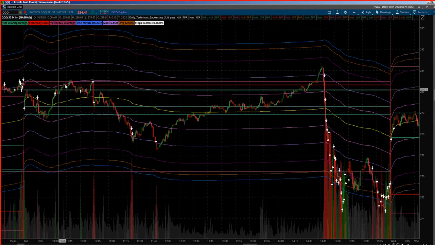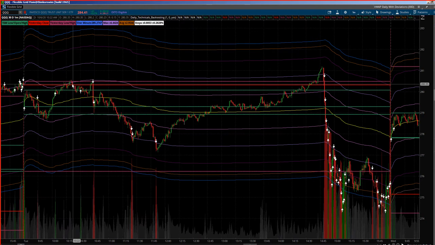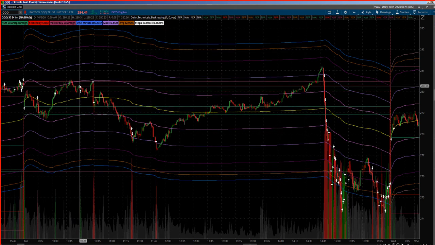Then it trades around it. The red line over here, as you can see, is the previous day close. So this is an important resistance or support. And at this point, you see it as resistance.